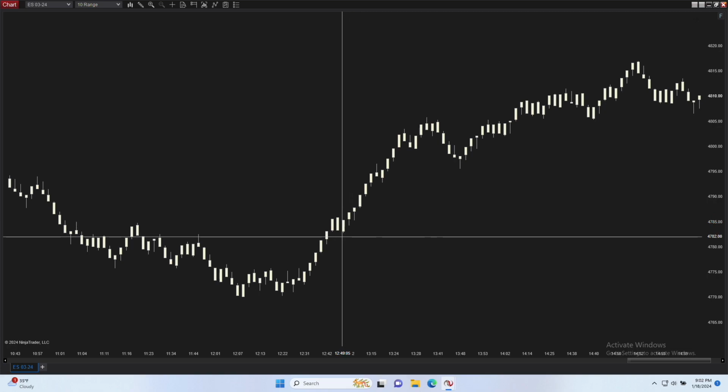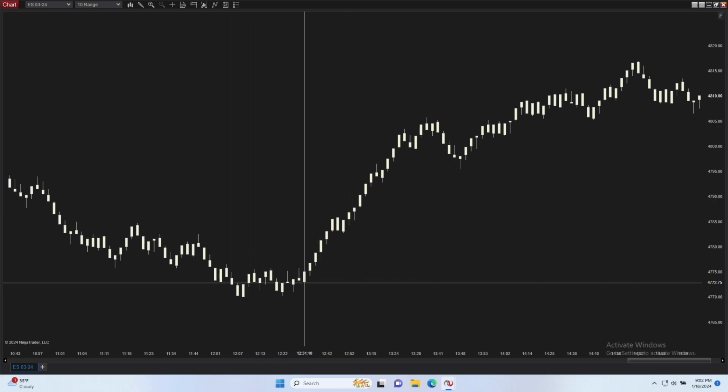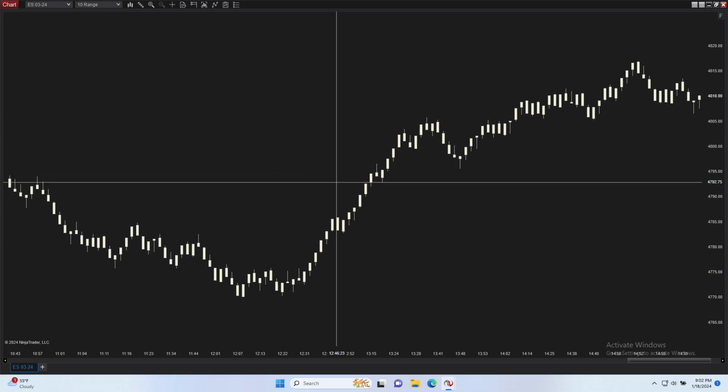So that is range candles, price based, not time based. I think these are awesome.